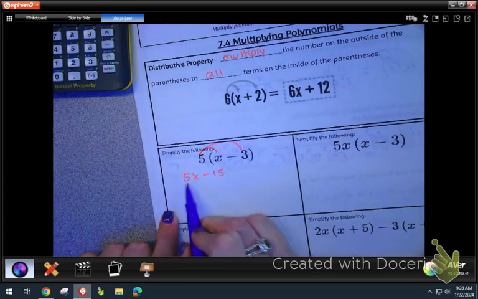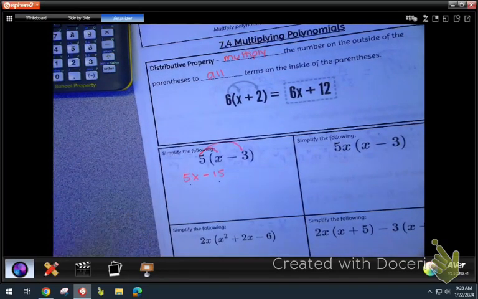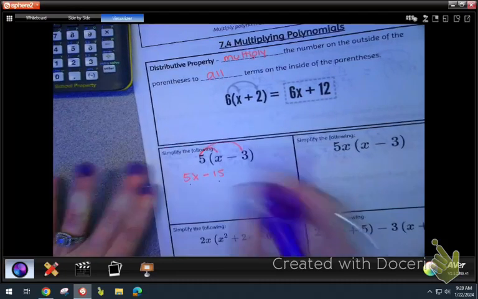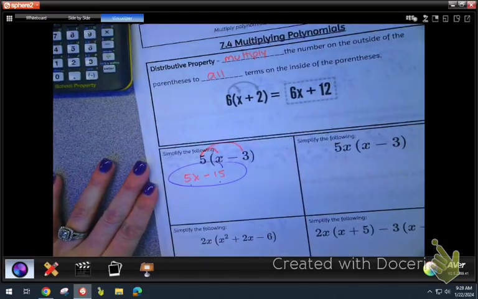And then, is there anything I can do with 5x minus 15? Can I combine those? No, can't do anything? There's my answer. Done. Moving on, okay?